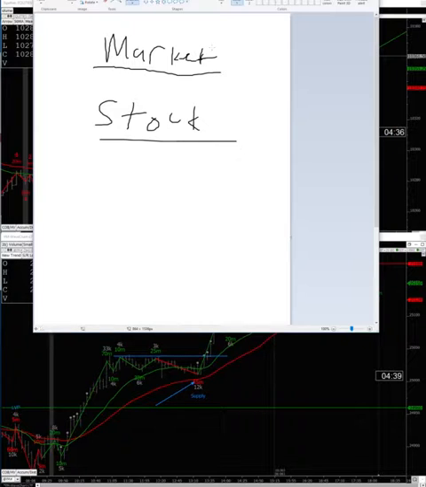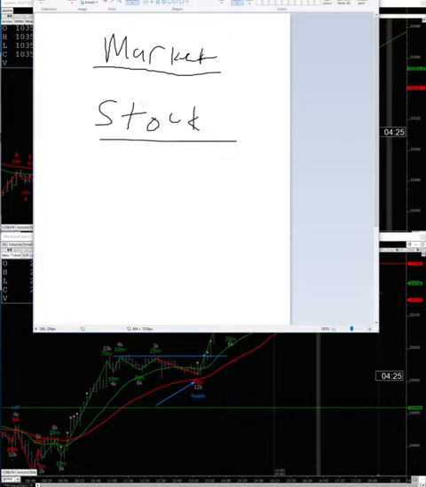Well, on a minor pullback within the market, the stock is holding. So that means that there's bag holding in the stock. So without going into that approach, a similar idea can be applied to other markets as well.